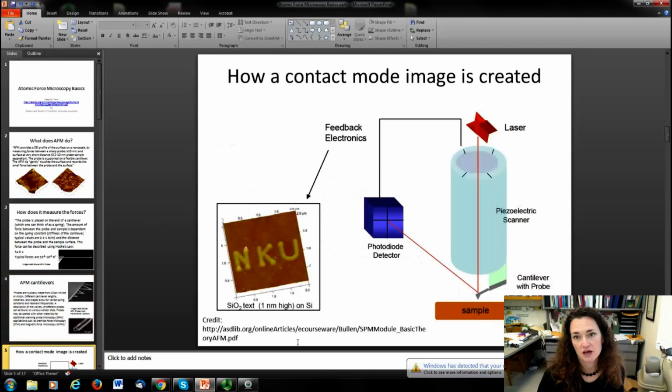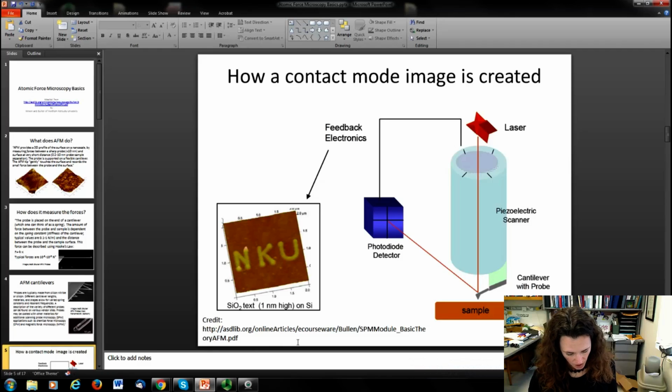So how do you make a contact mode image? Well, the motion of the probe across the surface is controlled using a feedback loop and a piezoelectric scanner. A piezoelectric material is a material that, if you apply a voltage, will deform the crystal, and you can apply a known voltage, getting the crystal to expand or contract by some known amount, and that's how the motion of the cantilever is controlled.